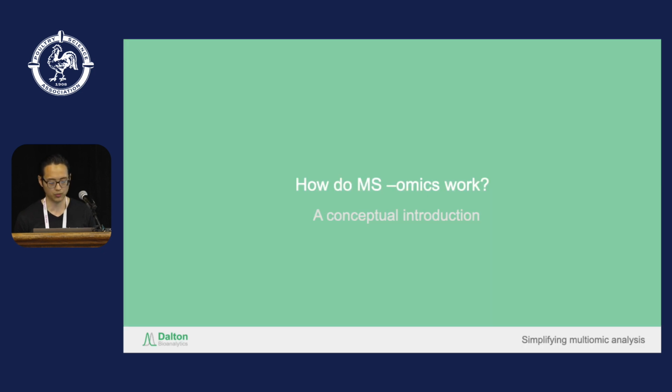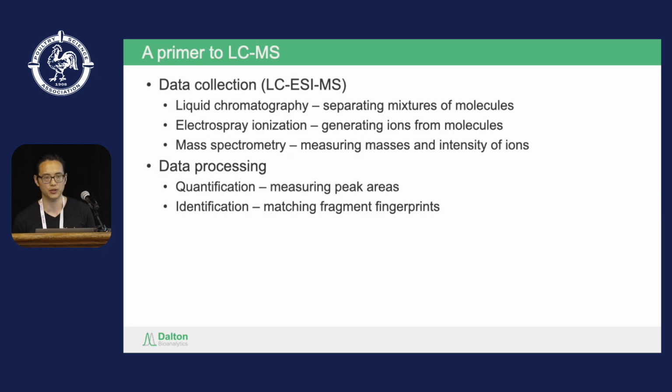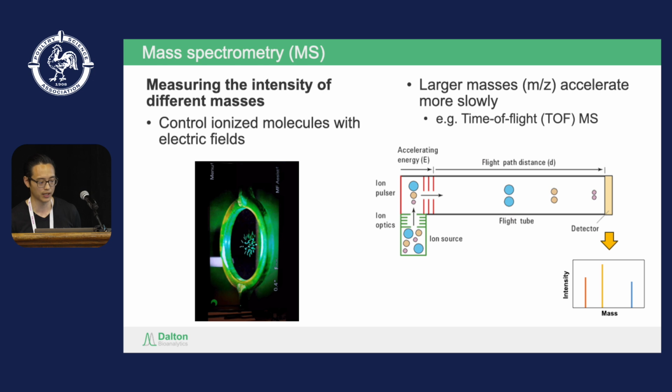So how does it actually work? Hopefully, I'll demystify it a little bit. Basically, there's one main mode of doing mass spec to analyze all of these different types of molecules. It's LC-ESI-MS. That acronym is basically liquid chromatography, electrospray ionization, and mass spectrometry. After that, you do quantification and identification. It's going to be a little bit shuffled here, but I'm going to start with mass spec.